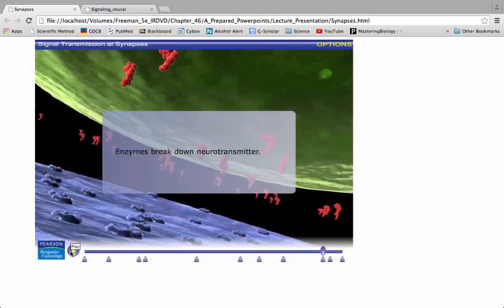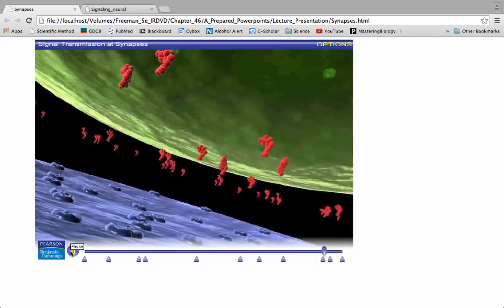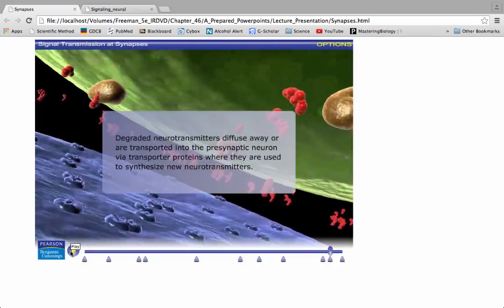Enzymes in the synaptic cleft break down the neurotransmitter once its work is done. And these degraded neurotransmitter molecules diffuse away or are transported into the presynaptic neuron via transporter proteins, where they are recycled to synthesize new neurotransmitter molecules.